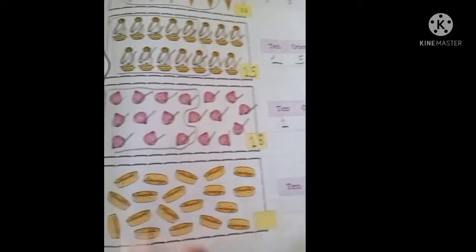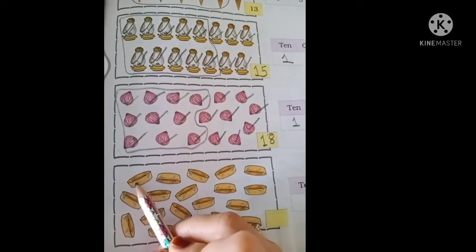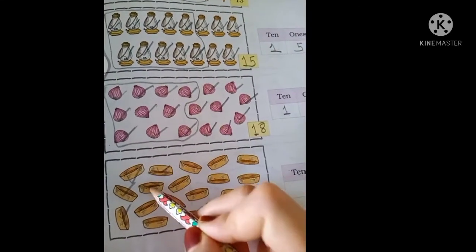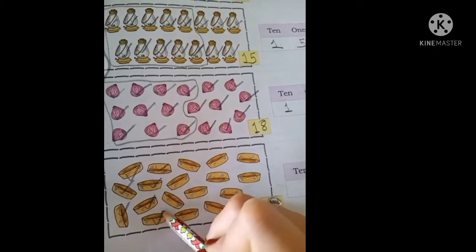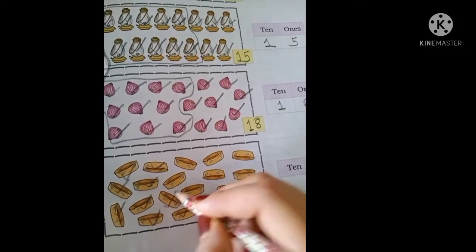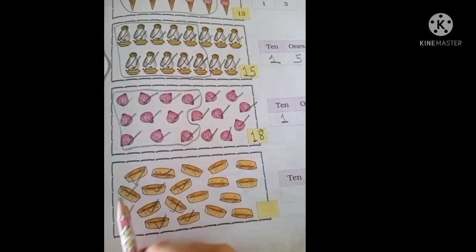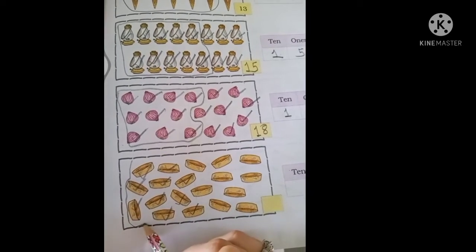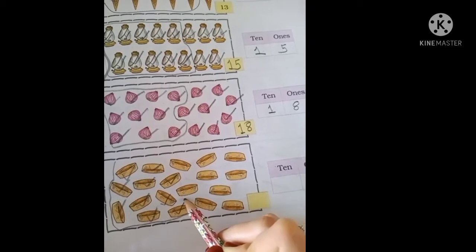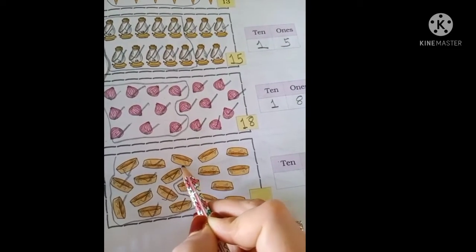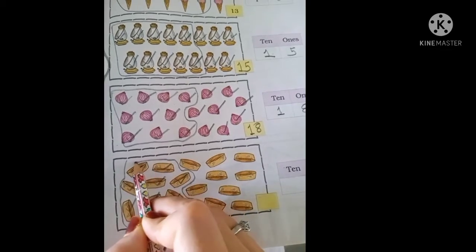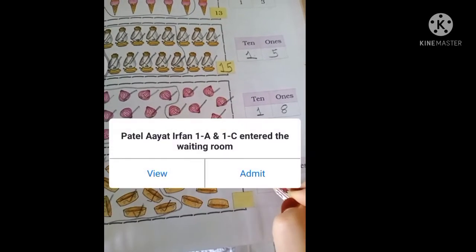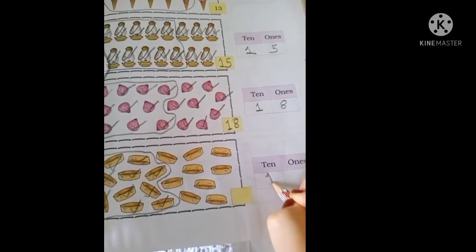Now let's see next. Here we have to make a group of 10. So let's count 1, 2, 3, 4, 5, 6, 7, 8, 9 and so till here I have counted 10. So now we have to make a group of 10 like this. Can you see, students? I have made a group of 10. So at the 10 place here we have to mention 1.